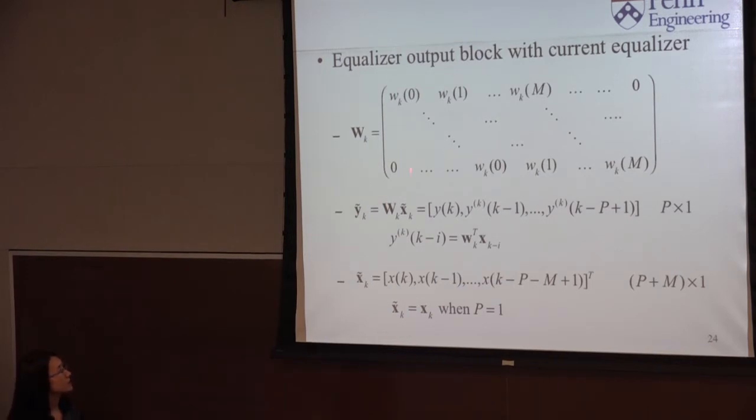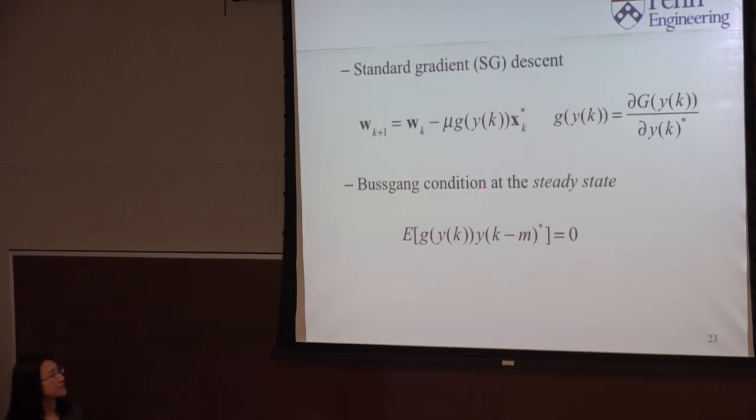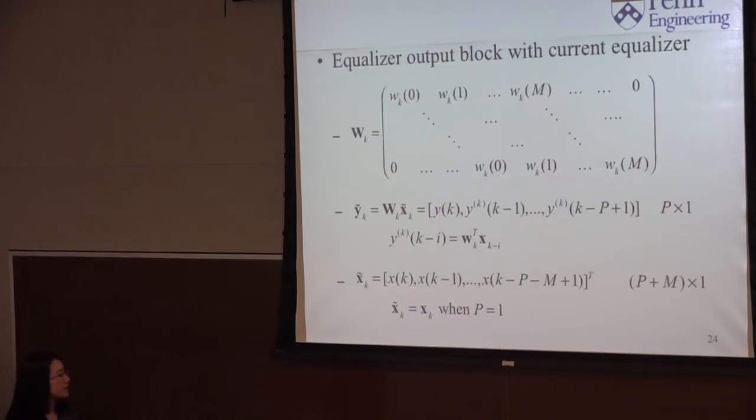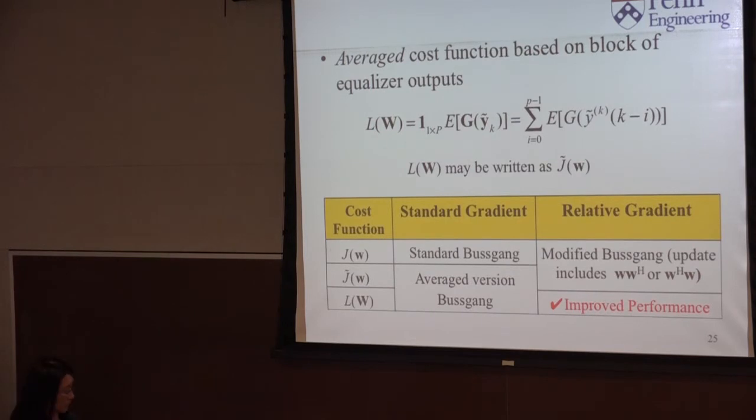Similarly, we also define an equalizer matrix, in which each row contains an equalizer vector. And if we apply the W matrix here to the channel output vector, we will get a block of equalizer output. Here, this is a longer vector of channel outputs. I use a tilde because I want to tell the difference between my scheme and the standard BE scheme. And especially when P equals 1, they should be equal to each other, because then we have only one equalizer output.